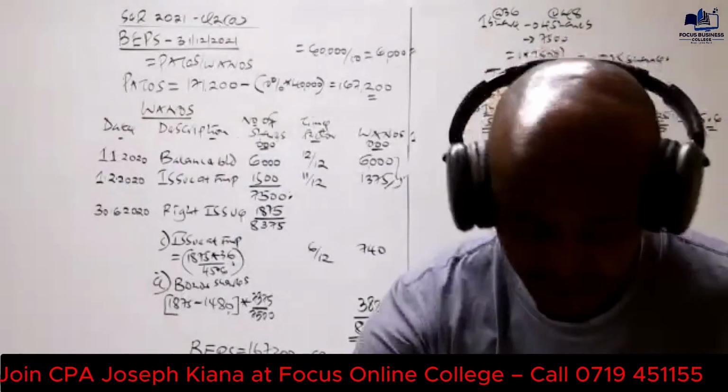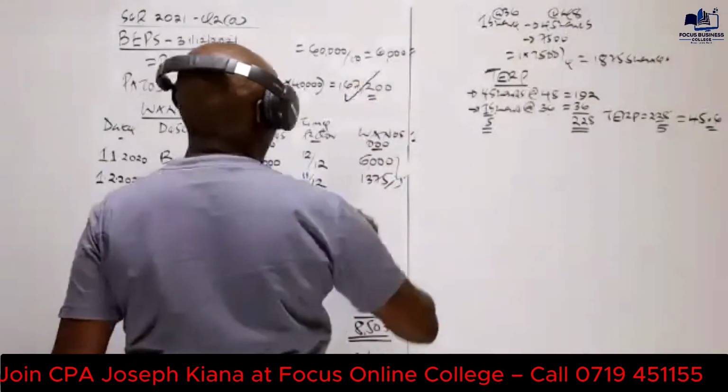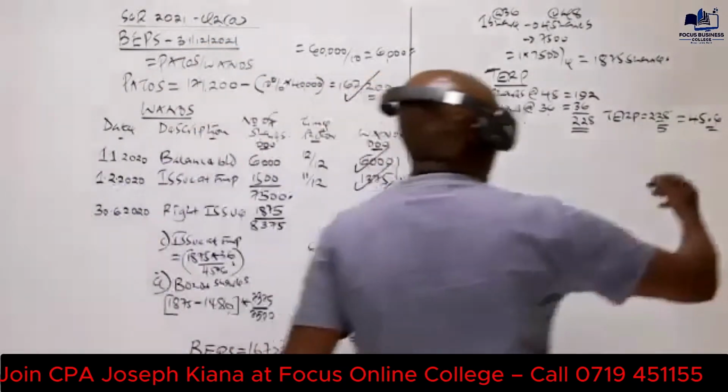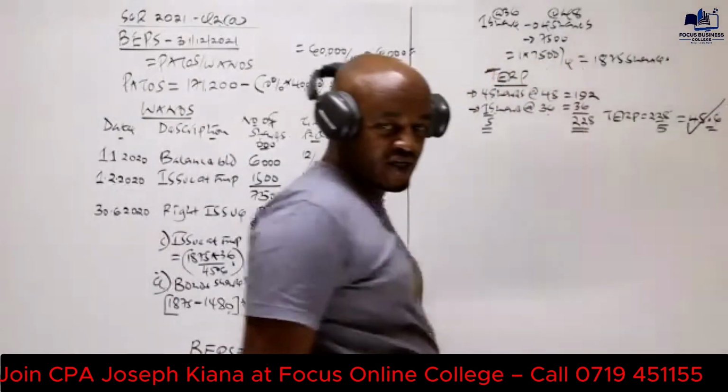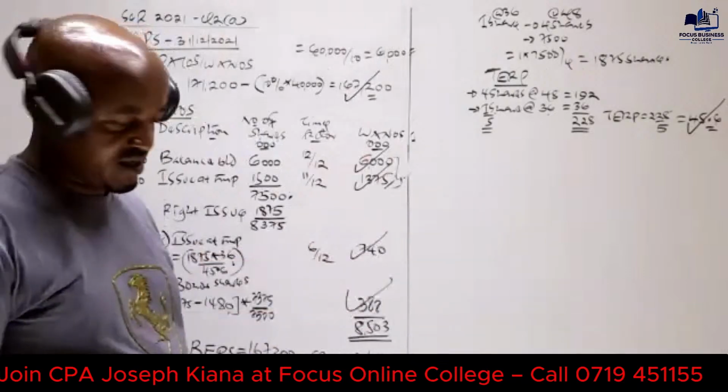So the marks, for example, for those 6 months, we said that there should be a mark for this. There should be the other items which are marked, including the theoretical ex-rights price. There is always a mark for that.